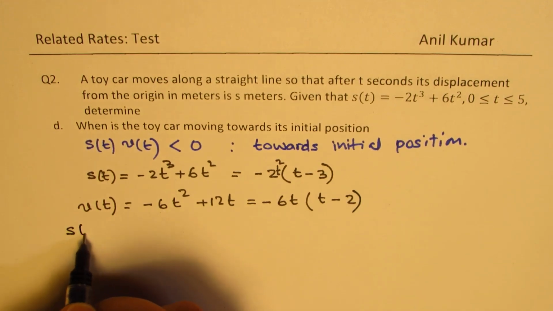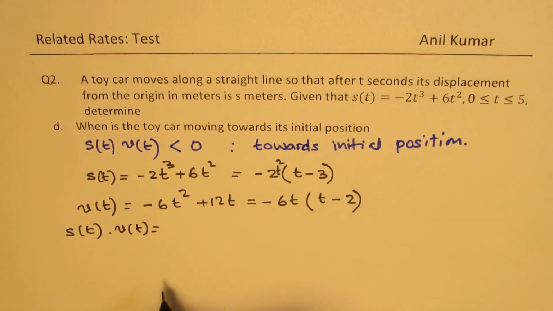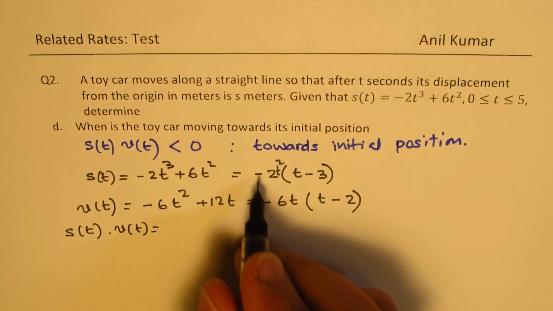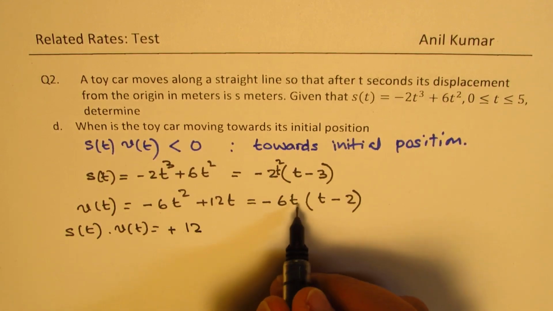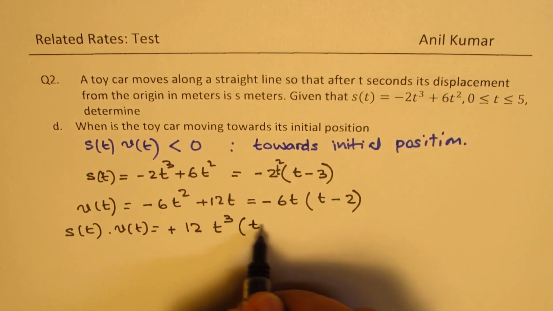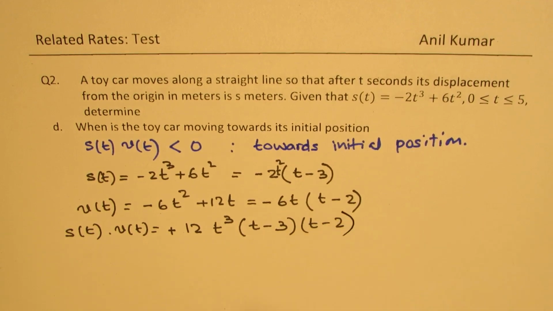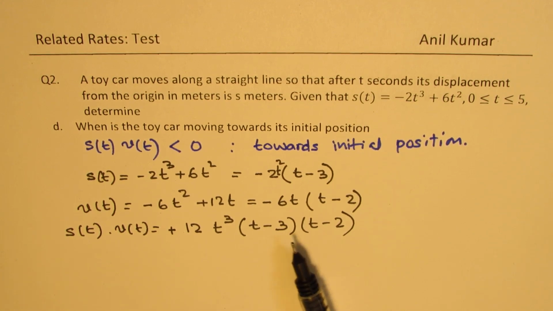So the product S of t times v of t is what? Product of these two. Minus and minus becomes positive. 6 times 2 is 12. t times t squared is t cubed. And here we get t minus 3 times t minus 2. So that is what we get. So we have critical numbers at 0, 3 and 2.